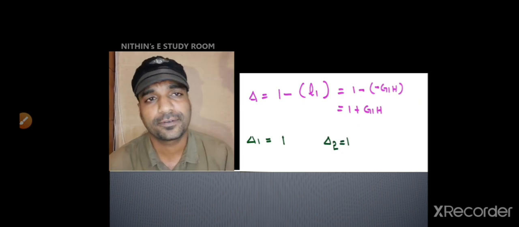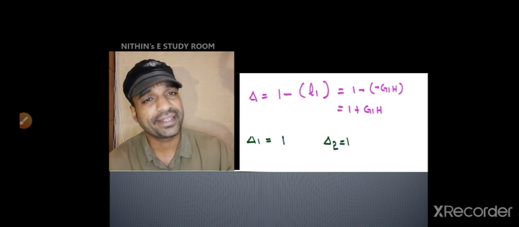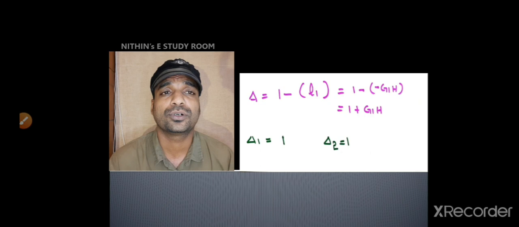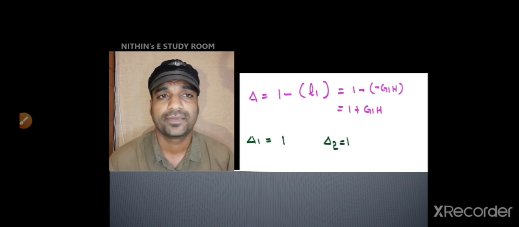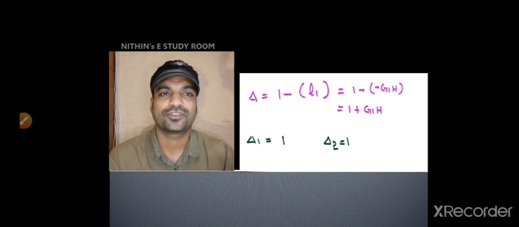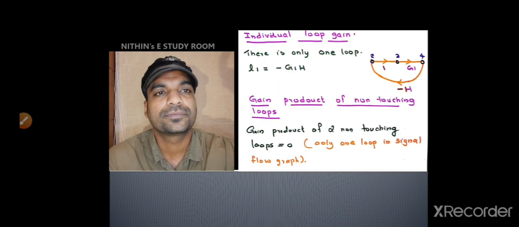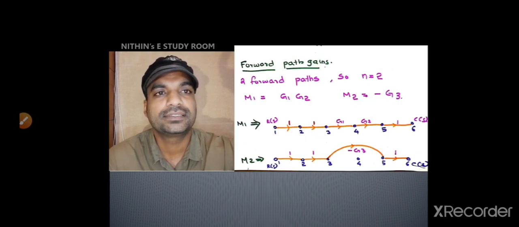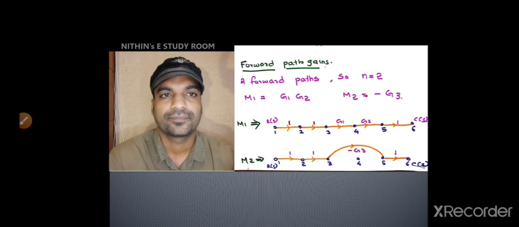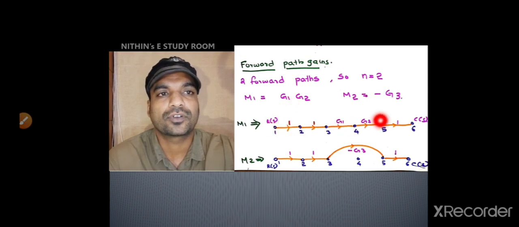What is delta 1? Delta 1 is the delta value which is non-touching on the first forward path. And delta 2 is the delta value which is non-touching on the second forward path. It is also very simple because this is the first forward path, and the delta value means this is the first forward path.